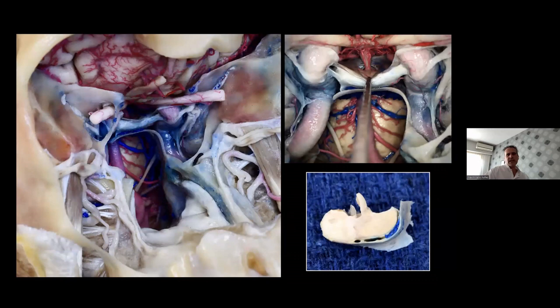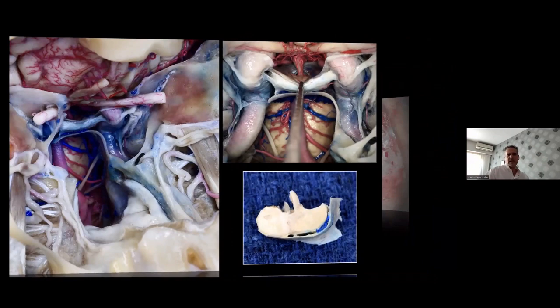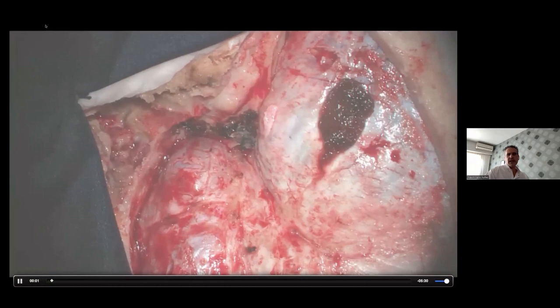We can see on the left side the disposition of the sinus connecting both sides of the pituitary aspect. Here on the right side, again in the frontal view, the disposition of the anterior sinus of the pituitary gland. I don't want to show this video because we don't have time, but just to say thank you.